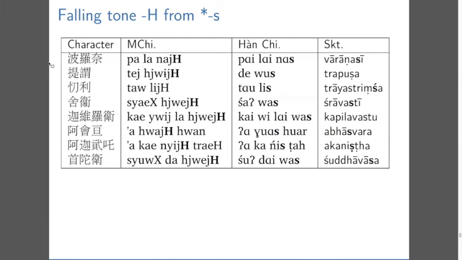And transcriptions of loan words. I'm not going to go through this in detail, but I'll just point out these are Middle Chinese, Han Chinese, Sanskrit. And you see that you get in Middle Chinese capital H's where you have an S in Sanskrit. And that's quite good evidence, I think, that these were actually pronounced as S's at this point.